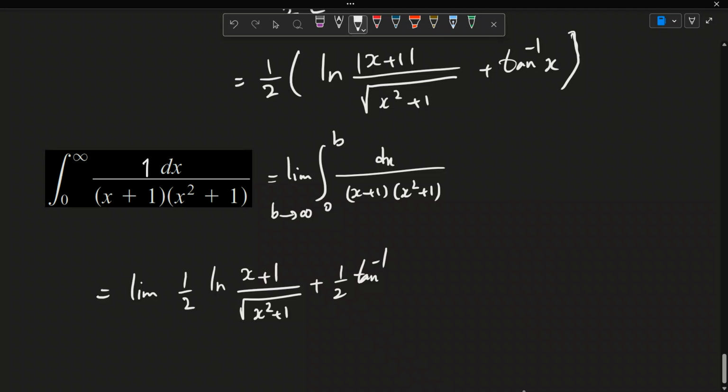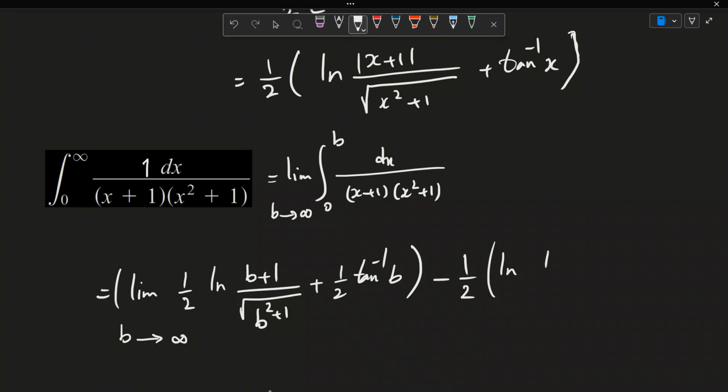Let me write, instead of x, I'm going to write again b, and b approaches infinity. So let me change this x also to b. This is an upper limit minus. At the lower limit, we have 0 to be substituted, which is 1/2 ln of 1 over root 0 plus 1, root 1, which is ln 1, still 0, plus tan inverse 0, and this one also is 0.